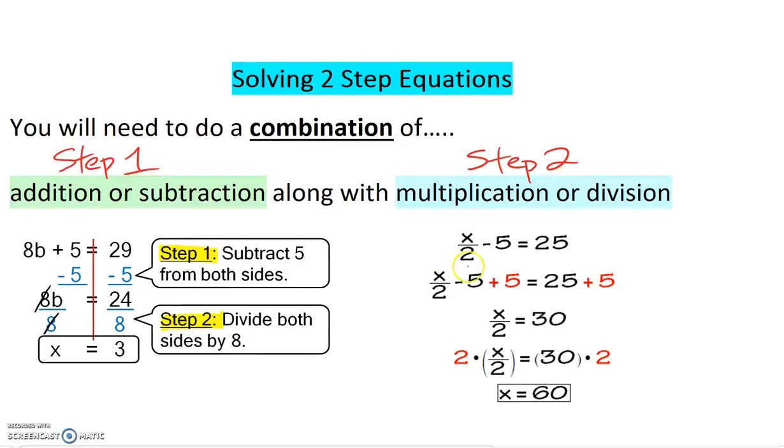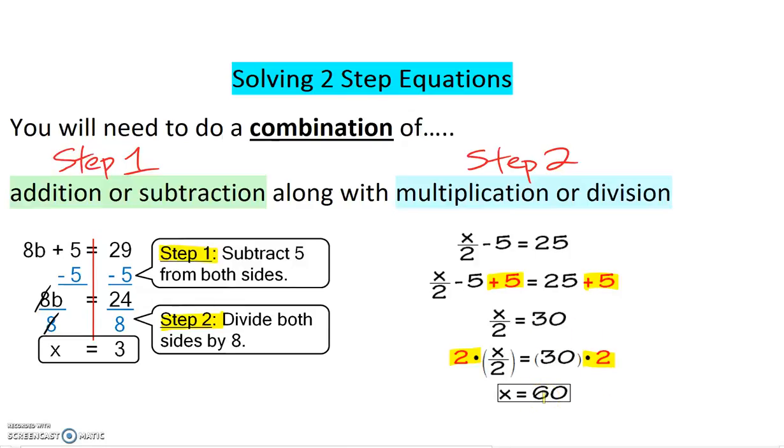Take a look at a second example. We have x divided by 2 minus 5 equals 25. Once again, we're just trying to find what 1x equals, and we're going to do the same idea here. The first step, in this case, we have a negative 5, so we have to add 5 on both sides. Then we get down to x over 2 equals 30, and in this case, we need to multiply both sides by 2. Very important. Whatever you do on one side, do it on the other side of the equal sign. And then it's just some simple multiplication to get our answer.